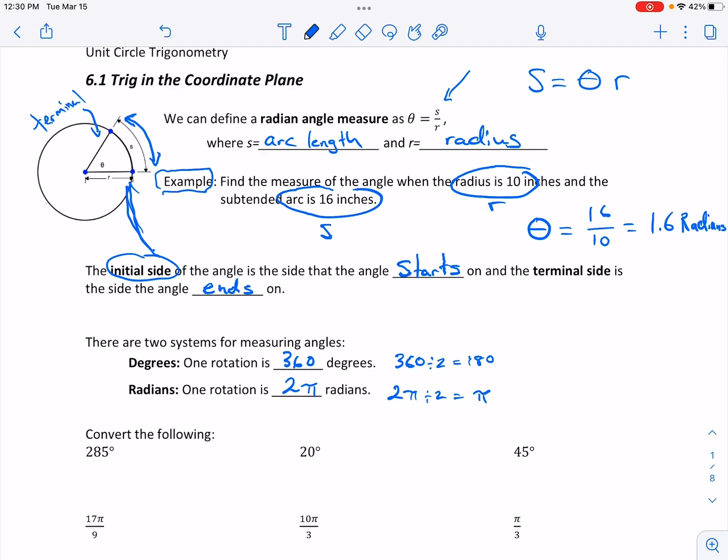In order to convert from radians to degrees, let's go degrees first. Degrees to radians, you multiply by pi over 180. To go from radians to degrees, you multiply by 180 over pi. Just remember, the one you want goes on top. If you want radians, you put pi on top. If you want degrees, you put 180 on top.